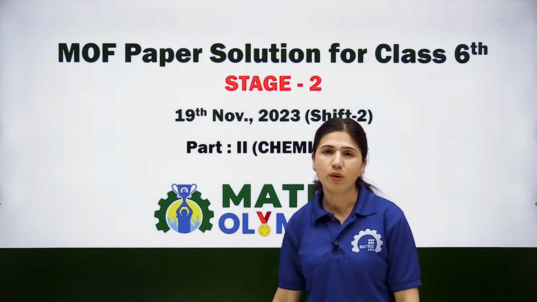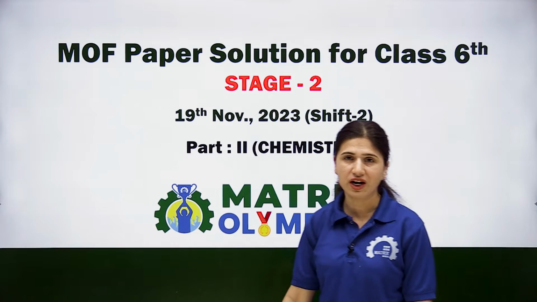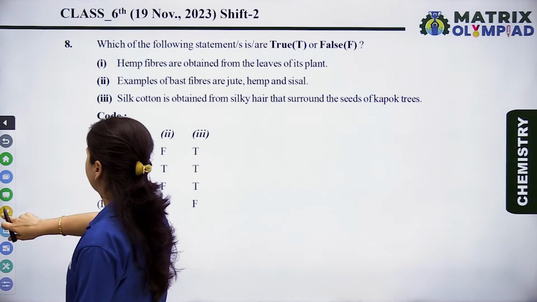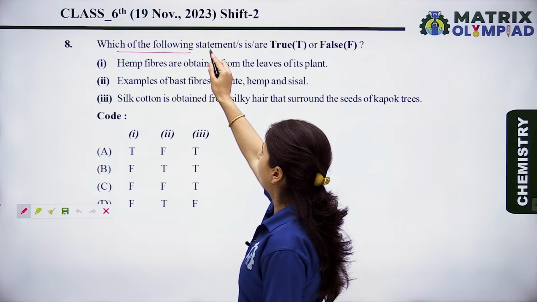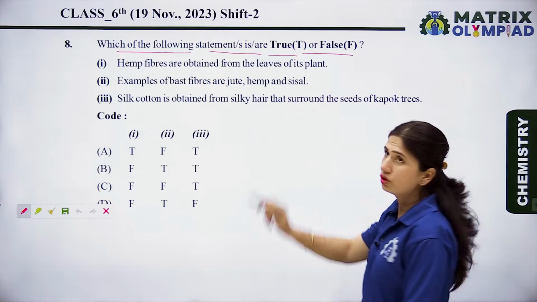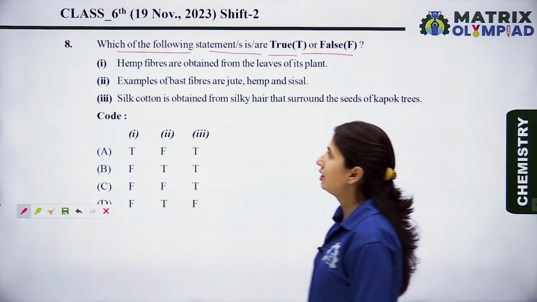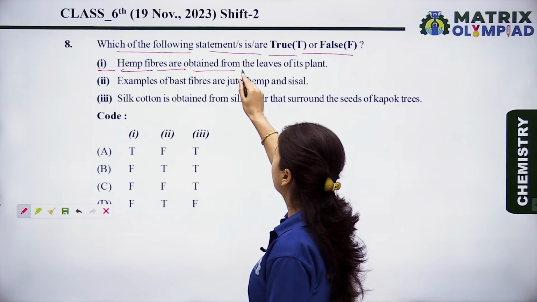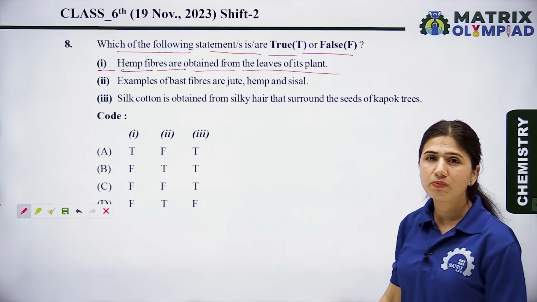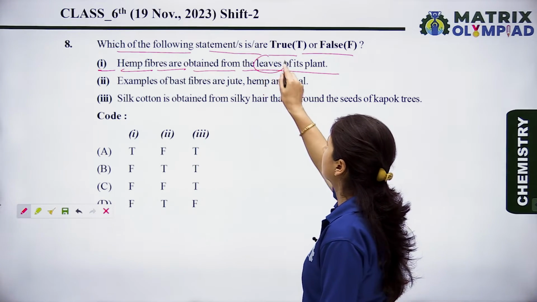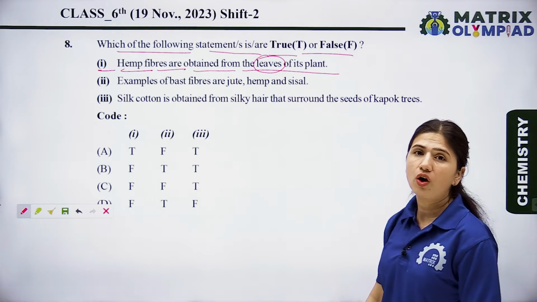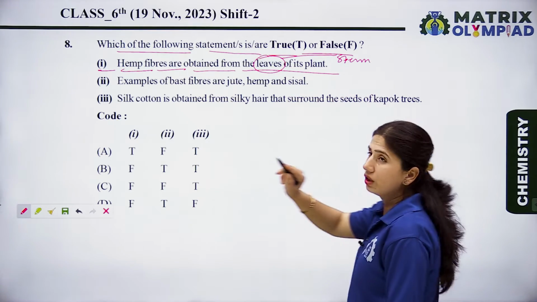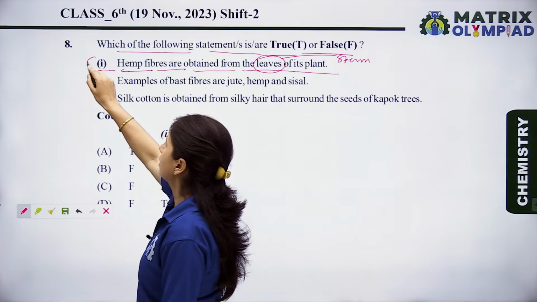Hello everyone. Now we will discuss the chemistry portion of class 6th. Let's see the question. The question is, which of the following statements is or are true or false? Let's see the statements. The first statement is, hemp fibers are obtained from the leaves of its plant. No, it's a completely wrong statement. Hemp fibers are obtained from the stem of the plant, not the leaf. So the first statement is a false statement.